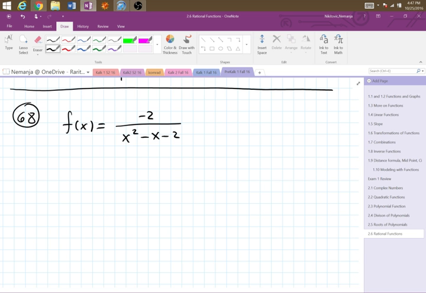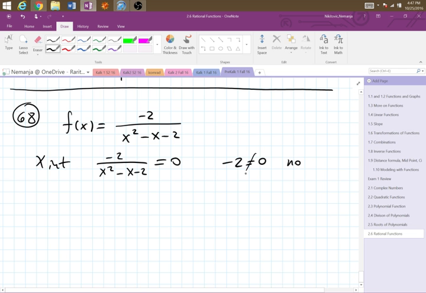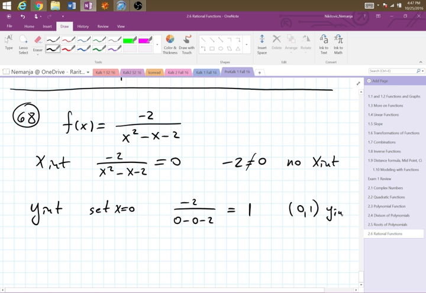All right. So, x-intercept is where we set the entire equation equal to 0. When we cross multiply, we get -2 is equal to 0, which is not a true statement. So no x-intercept. That means the line that we draw will never cross the x-axis. For the y-intercept, set x equal to 0. So we have negative 2 over 0 minus 2. And what do we get? Okay. So that would be (0, 1) for the y-intercept. So we do have that one.